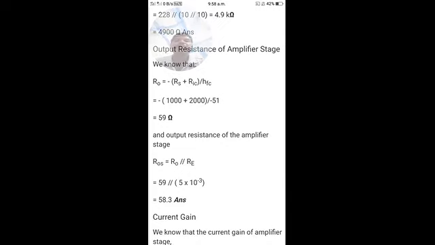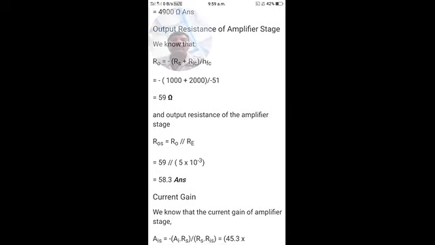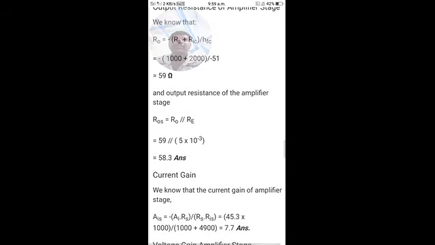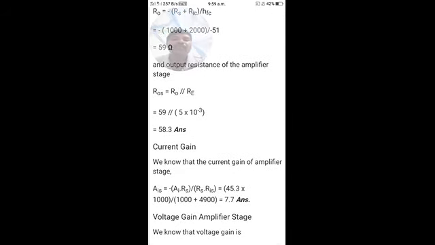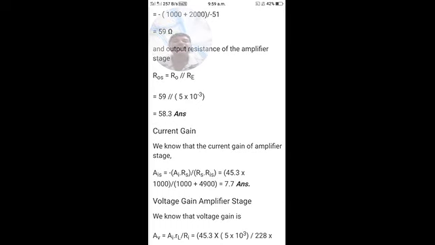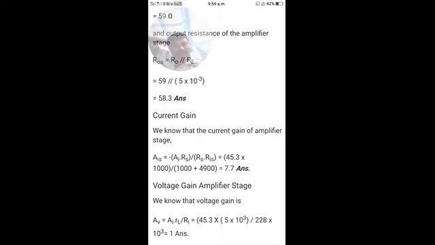R0 dash, the overall output resistance of the circuit, is the parallel combination of R0 and load resistance RL. R0 we have calculated, that is 59 ohms, parallel with 5 kilo ohms, it is 58.3 ohms. Overall current gain is the current gain into Rs by Rs plus Ri dash, it is 7.7.